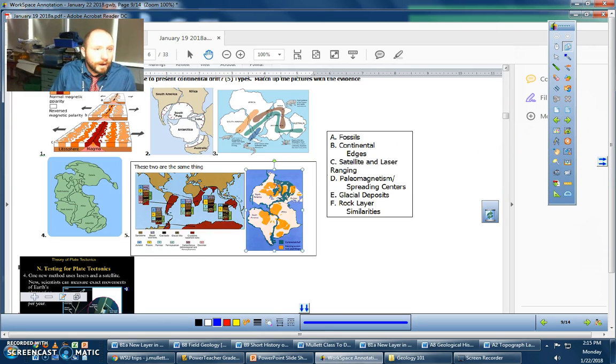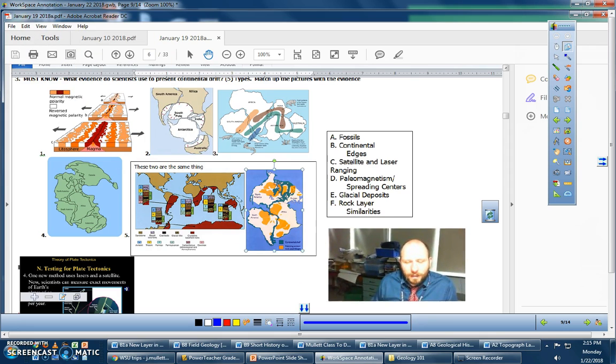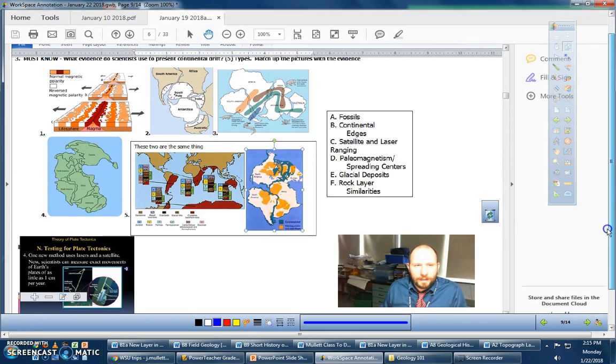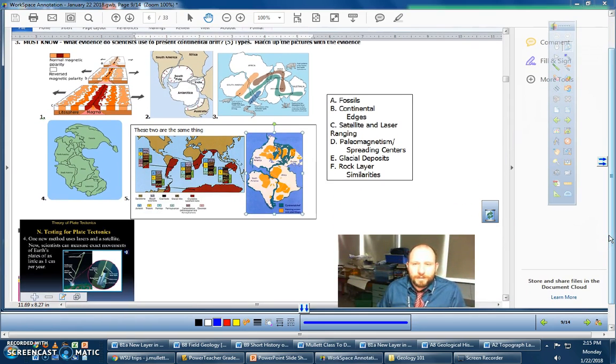Excellent. Nice. All right. So along those lines of dealing with plate boundaries and plate movements, we can start addressing the evidence that scientists use for presenting the idea of continental drift.